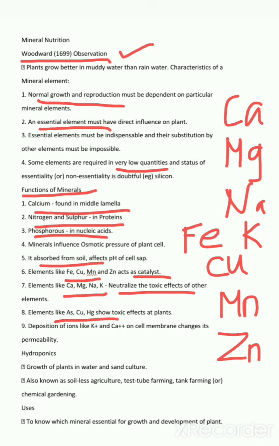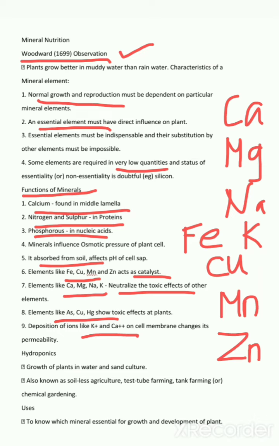The deposition of potassium and calcium ions on the cell membrane changes its permeability. Permeability means allowing some substances inside and outside the cell. That is what we call permeability. So if the cell membrane has some deposition of potassium ions and calcium ions, the permeability of the cell membrane also changes.